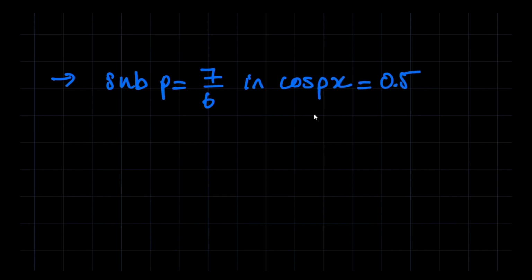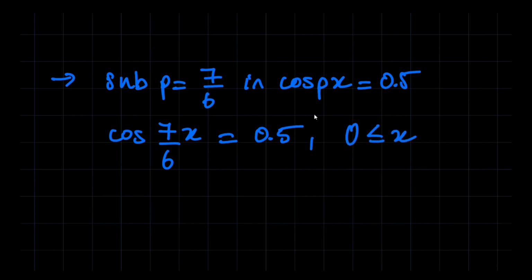All right, so let's test our last value for p. We would say sub p equals 7 on 6 into cos px equals 0.5. So that would give us cos 7 on 6x equals 0.5. And again, we want to define our domain. X is in between 0 and 2 pi. 7 on 6x would be between 0 and 7 pi on 3.